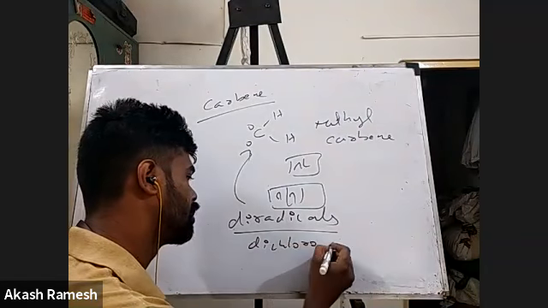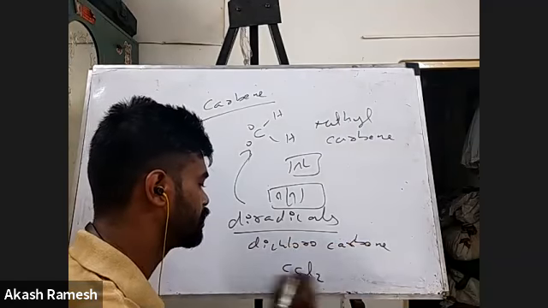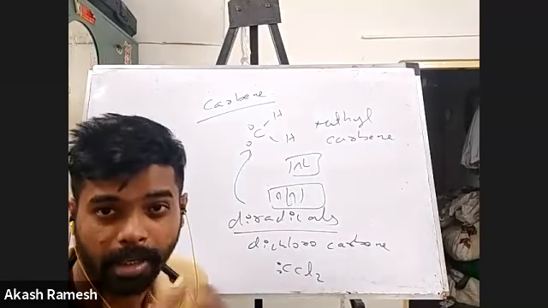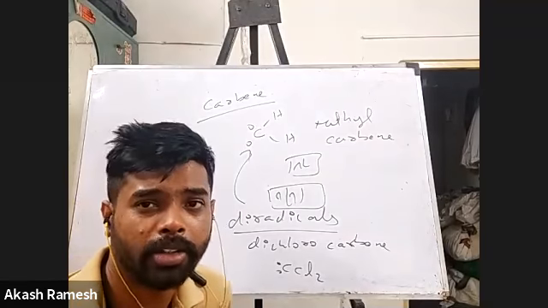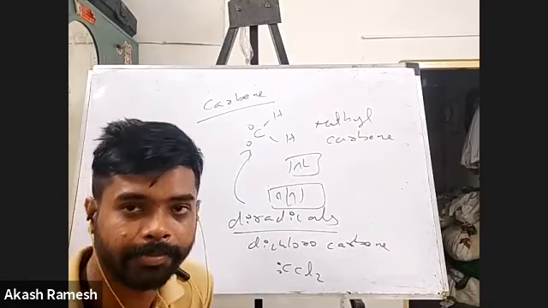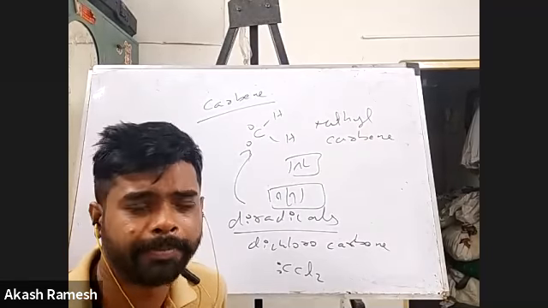dichlorocarbene. I think from the name itself, you'll be able to understand, CCl2 with a double dot. So this is my dichlorocarbene. Fine. So I hope you understand what carbene is. Carbene is going to be a diradical. That's it, as simple as that. So where will you be using them?